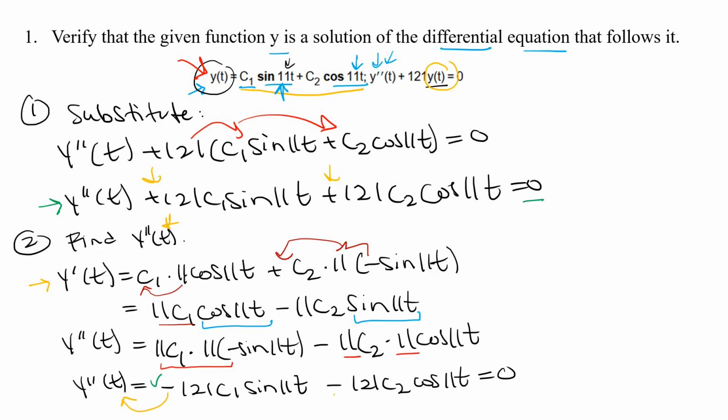So, if we bring all of that over, the signs are going to change. Therefore, we get the same thing. We get y double prime of t plus 121 C1 sine 11t plus 121 C2 cosine 11t equals 0. So this matches exactly that.